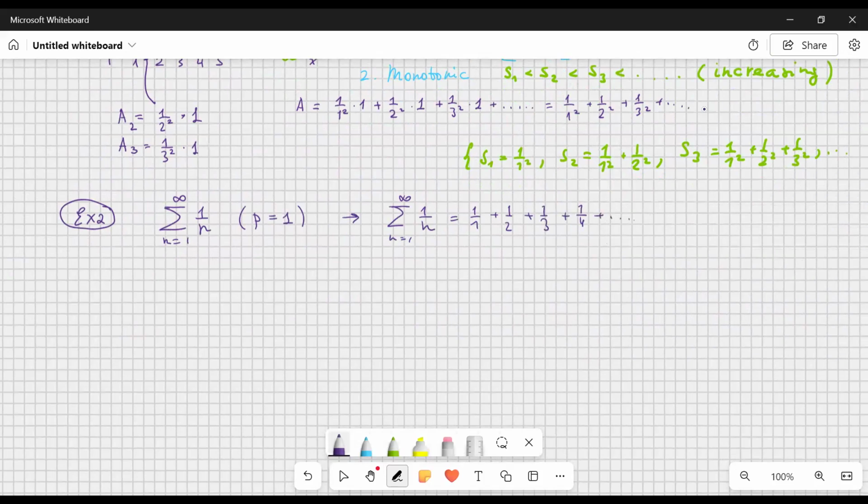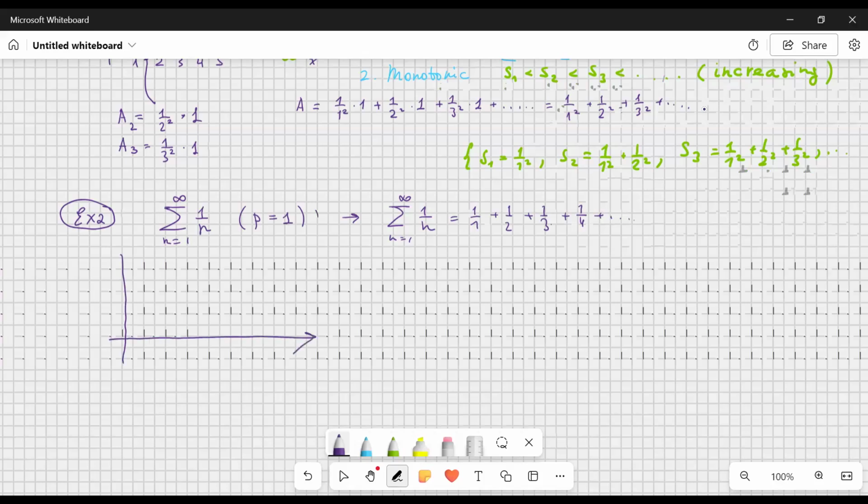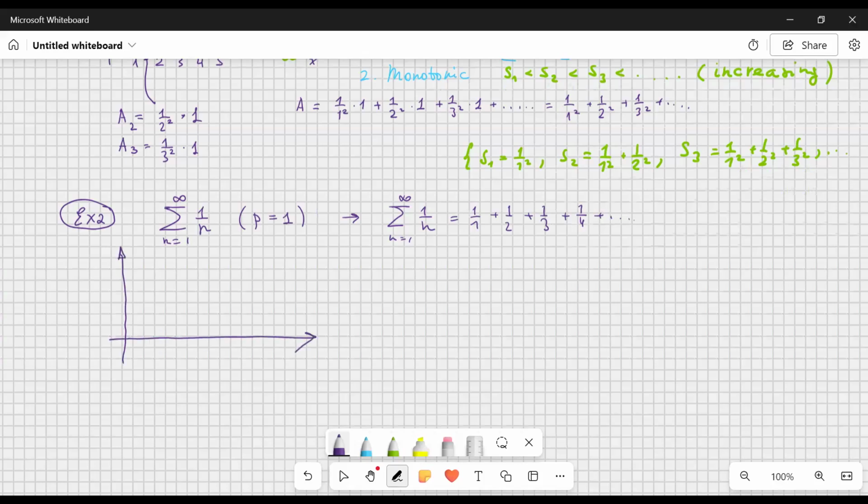I'm going to apply the same technique over here. I'm going to build a function. Let's imagine that 1 is somewhere here, and this is 1 over x, similar to my series, right? And let's imagine this is 1, this is 2, this is 3, 4, 5. So now, guys, what I'm going to do, instead of building my rectangles backwards, I'm going to build my rectangles forward.